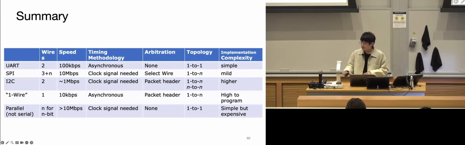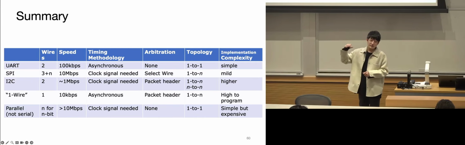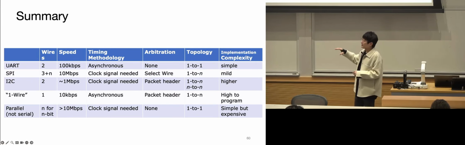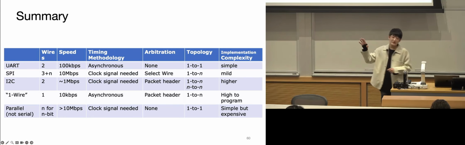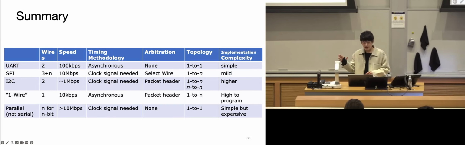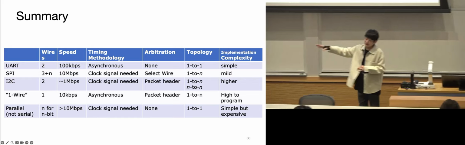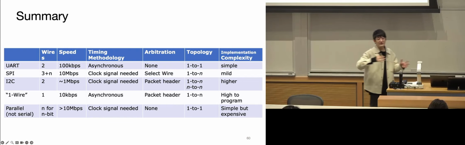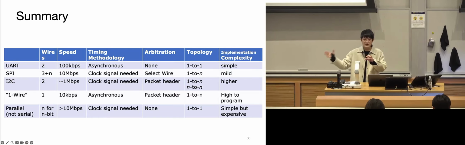The parallel one, this is not serial. The parallel one is N for N bit, so 1 wire per bit. It's usually for very high speed. So if anything is above 10 Mbit per second, or even in the hundreds, then you should probably go with the parallel communication. And again, this is bits per second. So if you have multiple bits on the device that connects to this, you have to multiply by the number of bits that you're expecting to come in.